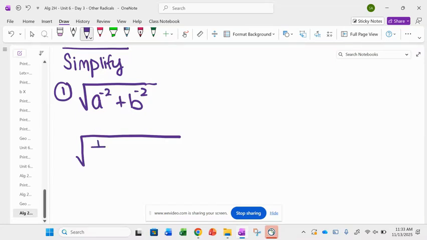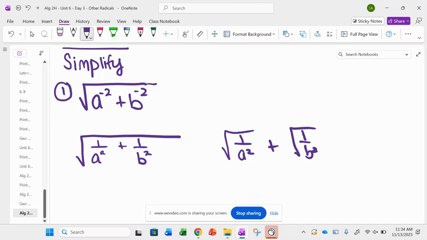So this is going to be 1 over a squared plus 1 over b squared. Still a problem because not only do I have a fraction under a radical, I have a fraction under a radical with another plus sign and another fraction under the radical. So I still can't split these up. I can't split this up into 1 over a squared plus the root of 1 over b squared. I can't do that. Why am I not allowed to do this? For the same reason I couldn't split it up before, because of the plus sign. So we can't do this.